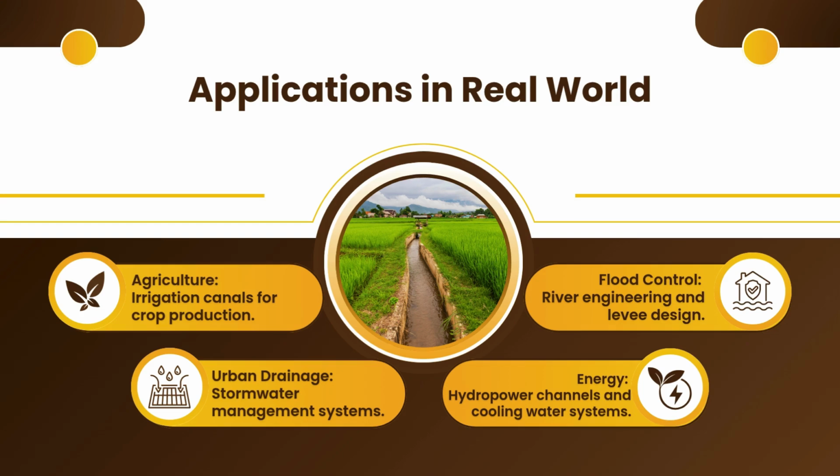4. Energy, hydropower channels and cooling water systems. And finally, in the field of energy, open channels are used in hydropower plants to direct water flow toward turbines. They are also important in cooling water systems for power stations, where large volumes of water are needed to regulate temperatures. Without carefully designed channels, these critical energy systems wouldn't function properly. As you can see, open channel design is everywhere, from farms and cities to rivers and power plants. Mastering these applications is key for agricultural and biosystems engineers like us to make a real difference in the world.